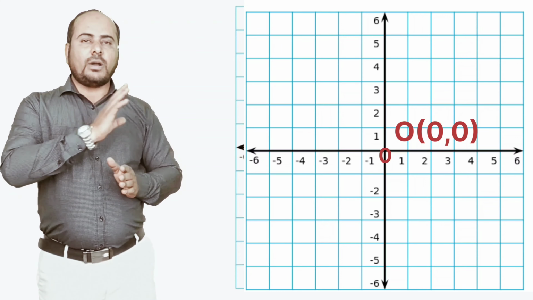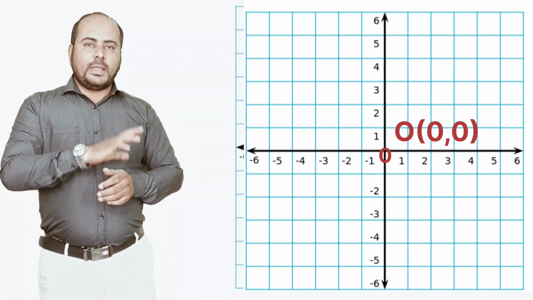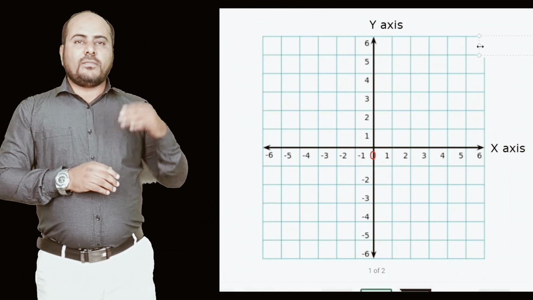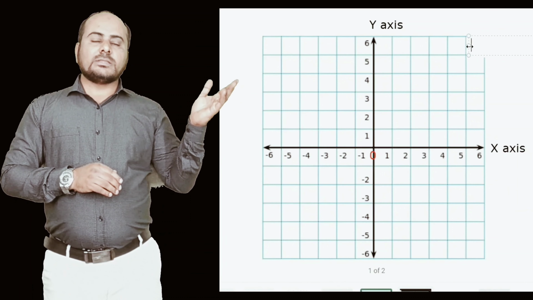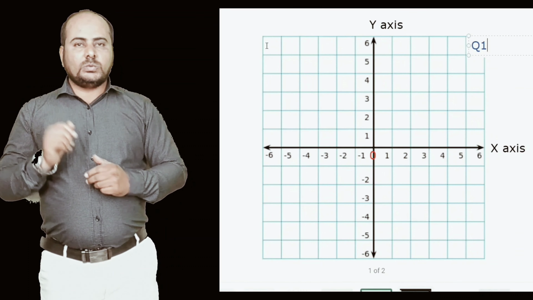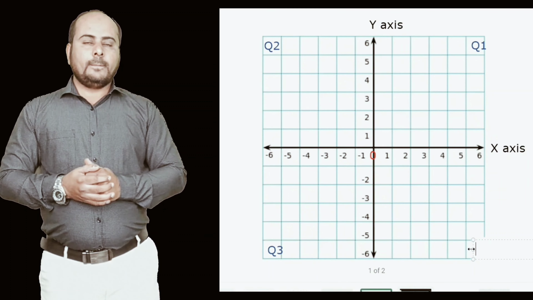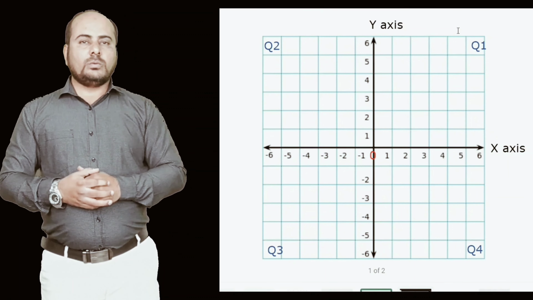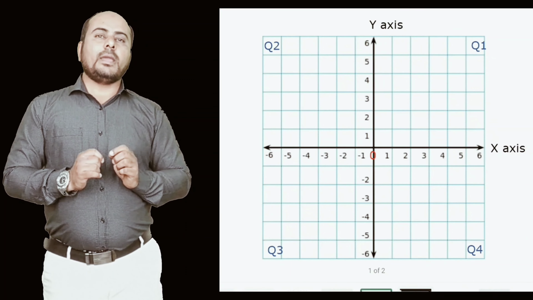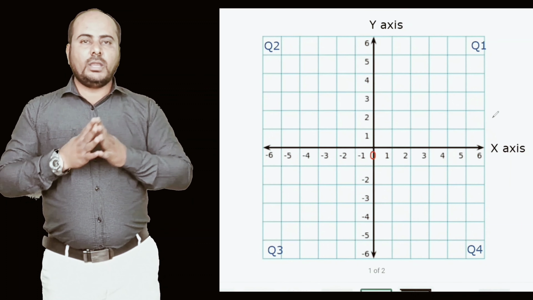Now we can see it forms a coordinate plane. My dear children, this coordinate plane is divided into 4 equal parts. The first part, right top, is called quadrant 1. This one is quadrant 2, and the next one is quadrant 3, and the last one is quadrant 4. Here the x-axis and y-axis together make 4 quadrants, Q1, Q2, Q3, Q4.